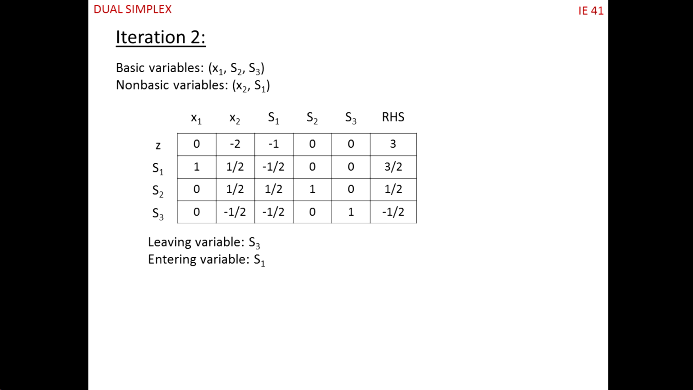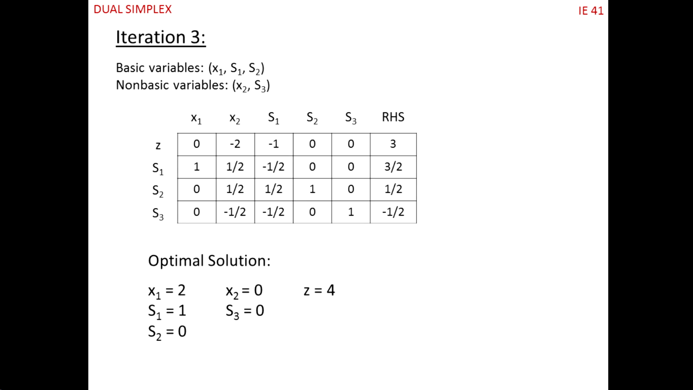For this problem, the dual simplex computation ends at iteration 3, with basic variables x1, s1, and s2. Therefore, the optimal solution to the problem is x1 = 2, s1 = 1, x2, s2, and s3 are all equal to 0, with z = 4.